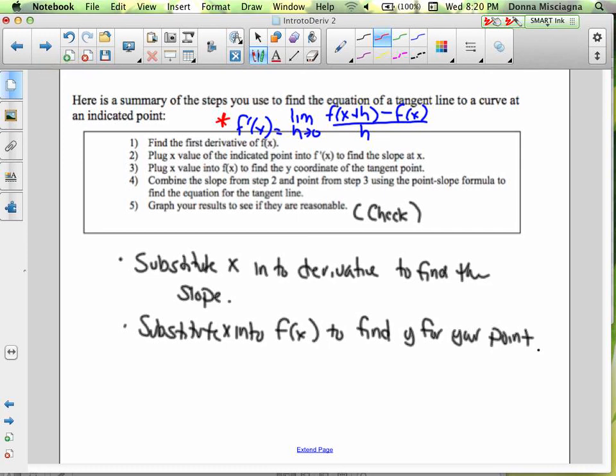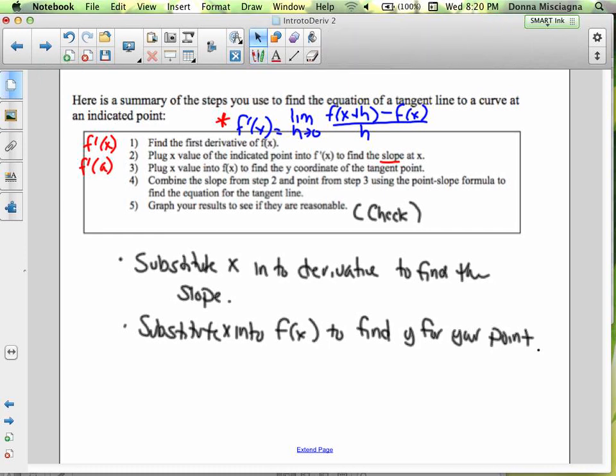You're going to plug the x value of the indicated point into f prime of x to find the slope at x. So once you find the derivative, that would be f prime of x. Let me write that a little nicer. Once you find the derivative, then you plug in whatever your x value is. So if your x value is a, you take f prime of a. That's going to give you the slope of the tangent line at that particular point.